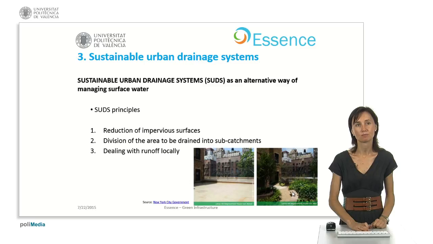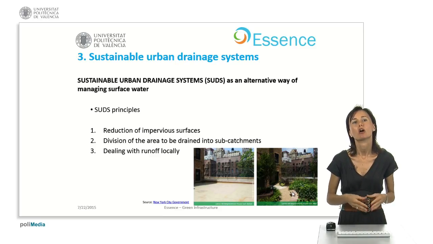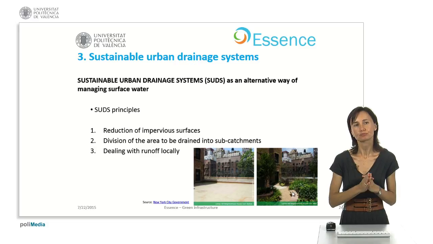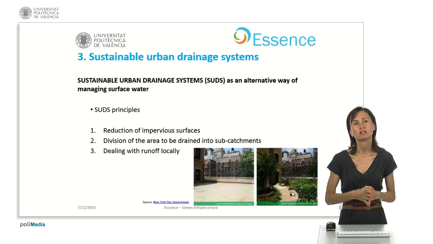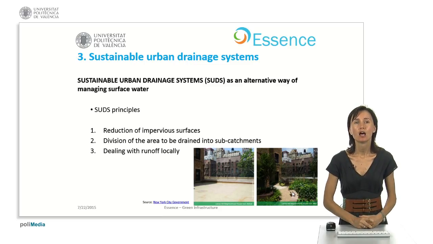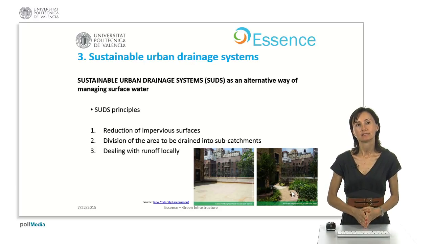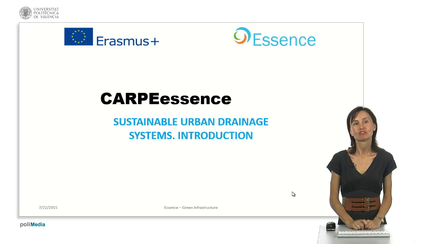And third, dealing with runoff locally, in other words, where and when it falls, will always be the preferred option. Not only will it reduce the quantity of water to be managed, but also the need for conveying water off the site. And this was all about the introduction of sustainable urban drainage systems.